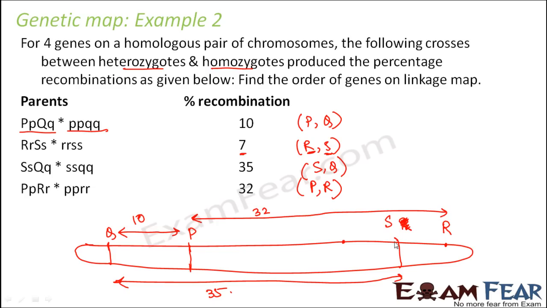So this is how the four genes will be located on the chromosome. Basically, by looking at their recombination frequency, we can decide the map units, and that is how we can decide where the genes will be located on the genetic map. So this was how the genetic map was introduced.